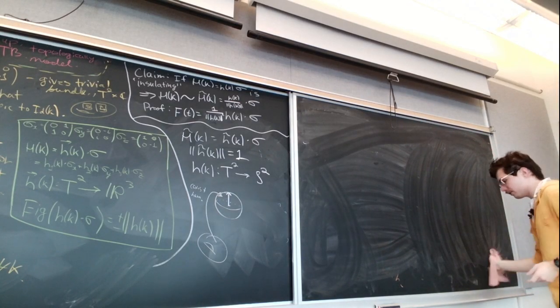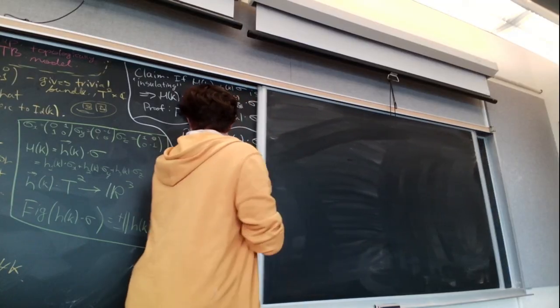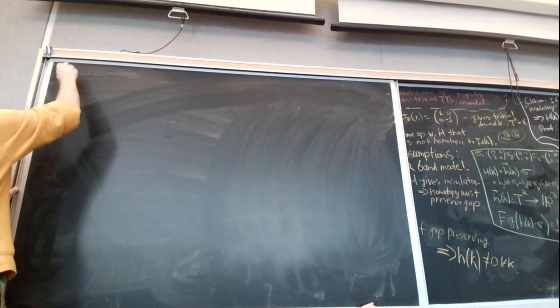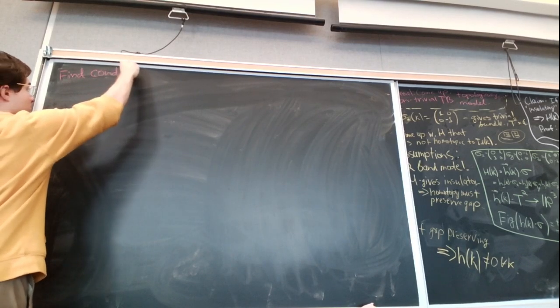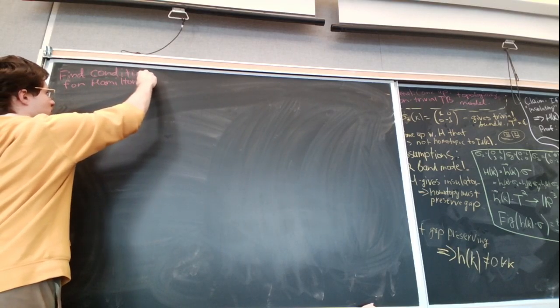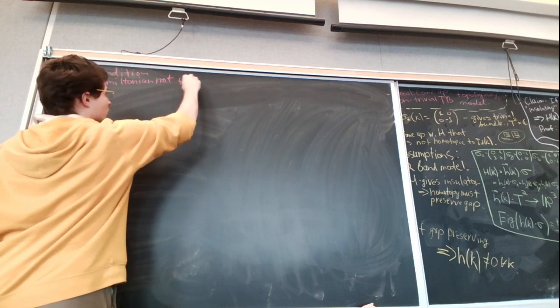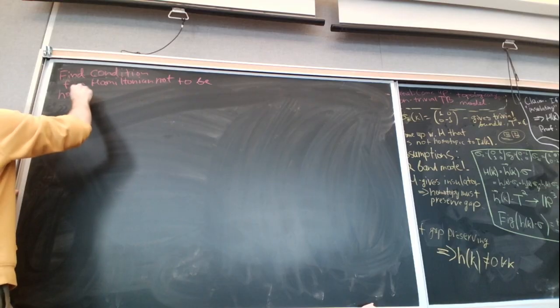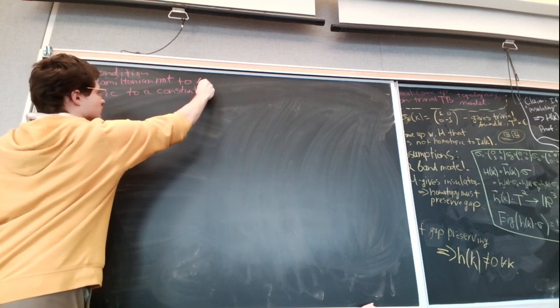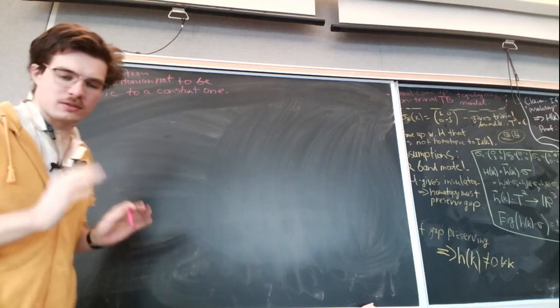So now the updated goal. So current goal: we'll find a condition for a Hamiltonian not to be homotopic to a constant one. This is what we want to do.